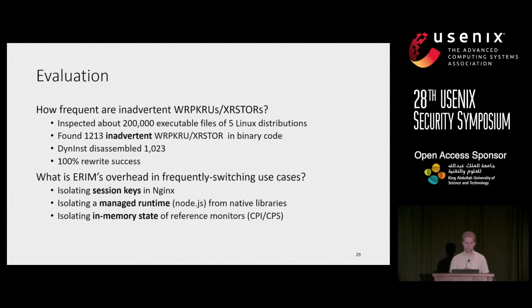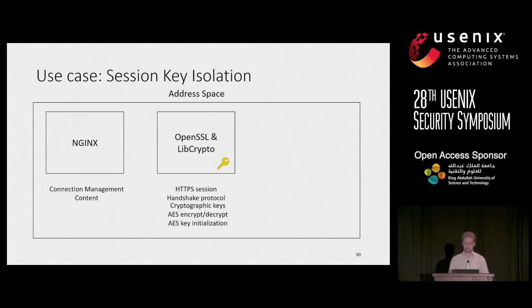The second question we asked was about ERIM's overhead in a frequently switching use case. And due to my limitation in time, I will only talk about how we isolate session keys within Nginx, a high-performance commercial web server. Today's implementation of Nginx uses OpenSSL and does not protect the keys at all. It's vulnerable to bugs and security vulnerabilities that could leak or corrupt the keys. For example, the Heartbleed bug was just a simple example.